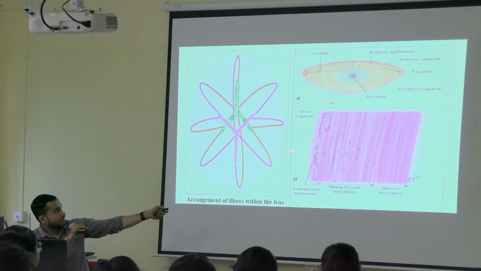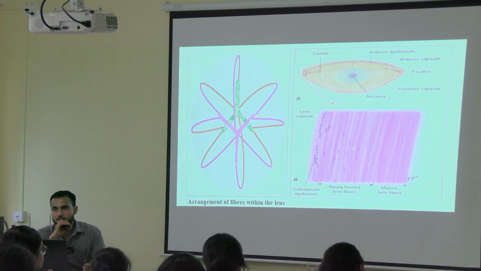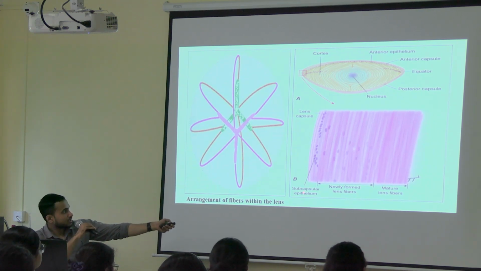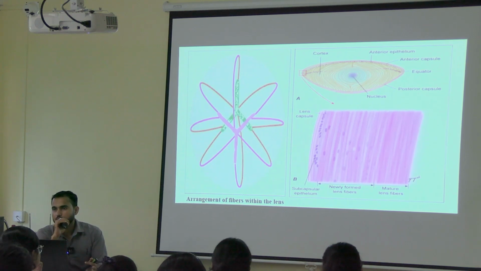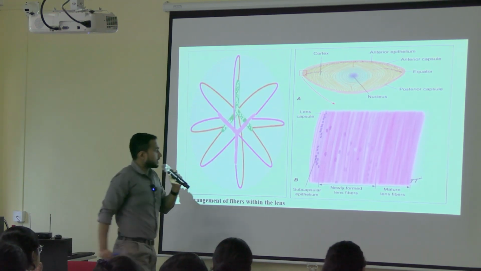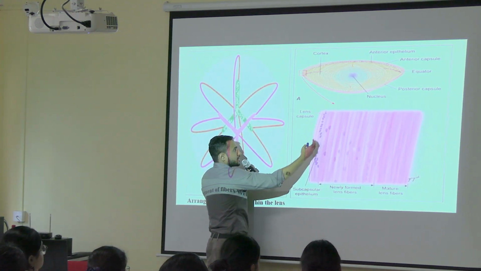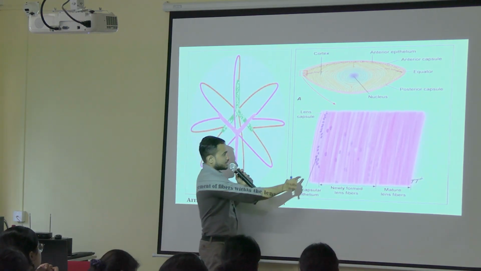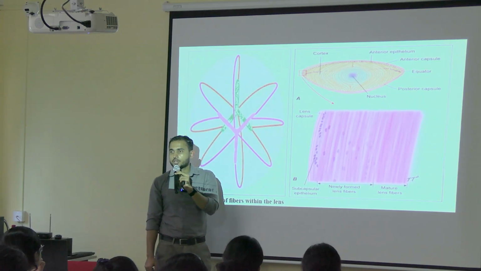So next, here you can see this is the schematic diagram of the lens fibers. First of all, you can see this is the subcapsular epithelium. What is the meaning of subcapsular epithelium? That means the lens epithelium. If you concentrate over here, this is the lens capsule. Just deep to the lens capsule, you can see the lens epithelium. Lens epithelium is made up of simple cuboidal epithelium.